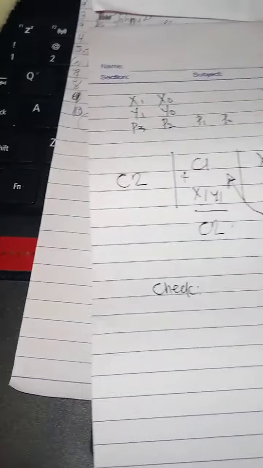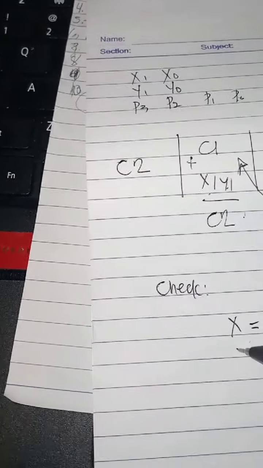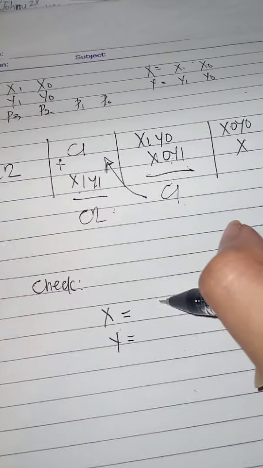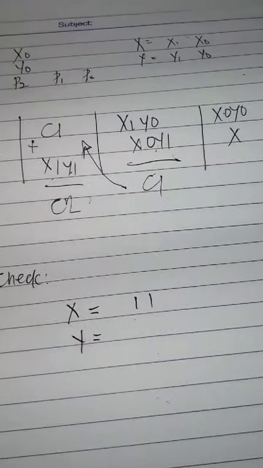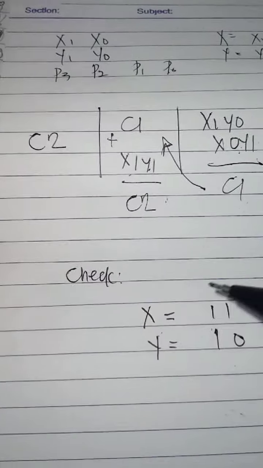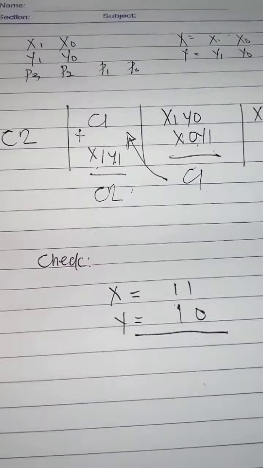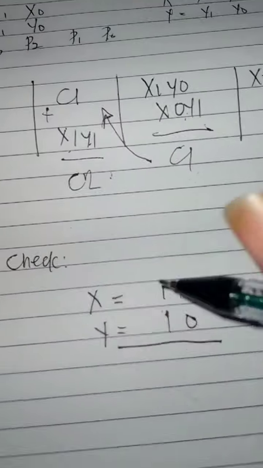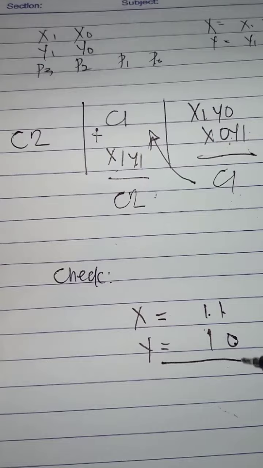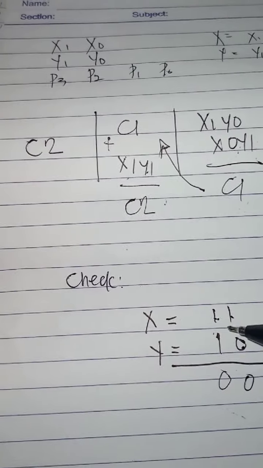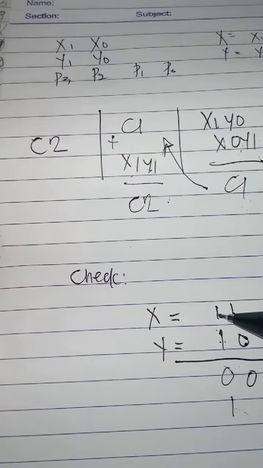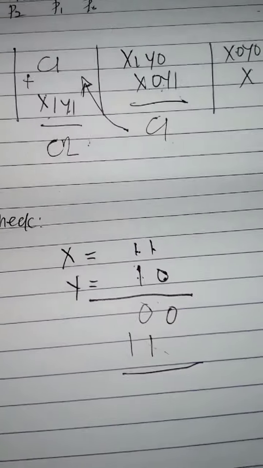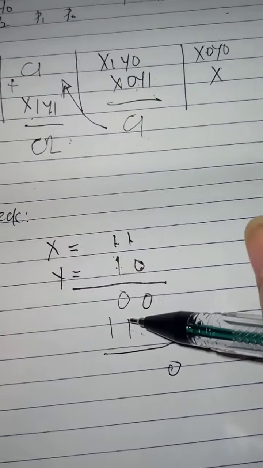After that, we need to check the x and the y. So the x is 1 1, and the y is 1 0. So we need to multiply. 1 times 0 equals 0. Then 0 times 1 0. Then 1 times 1 equals 1. Then 1 times 1 1. So the result is 0, 0, 1, 1.